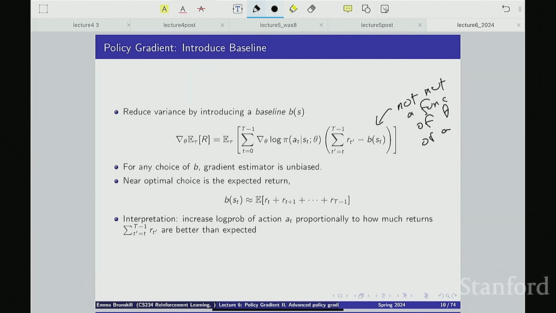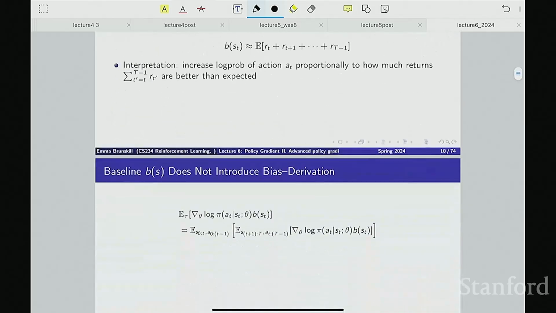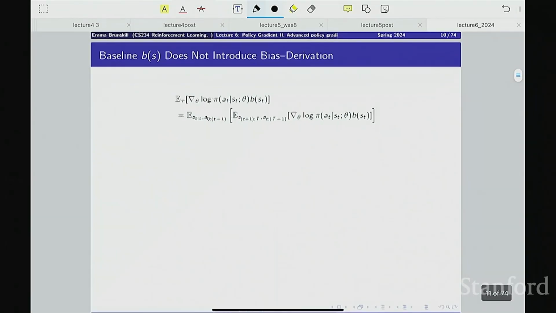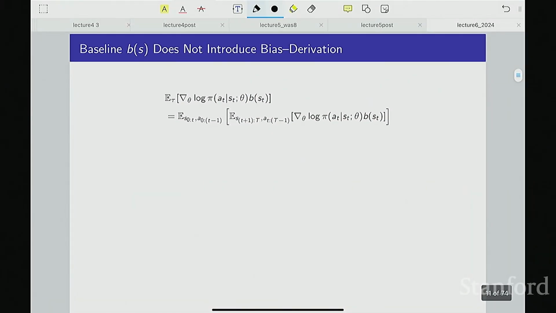Okay, so now we're again just trying to think about how much better it's taking the actions under this current policy compared to other things we could do. So let's step through why adding a baseline does not incur any bias in our estimate of the gradient. What we're going to do is think about how our gradient comes together.